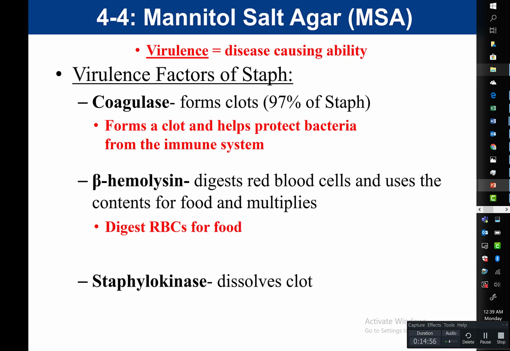Staphylokinase is another virulence factor, and the purpose of staphylokinase is to dissolve a clot. Now that might seem counterintuitive with what coagulase does, right? Notice that coagulase is going to form a clot. Staphylokinase is going to dissolve a clot. So do you think that bacteria produce these at the same time? And the answer is no. It's not going to make sense to produce these simultaneously. But it is an advantage for bacteria to produce one and then the other.